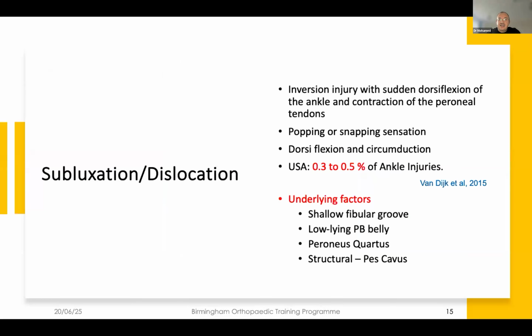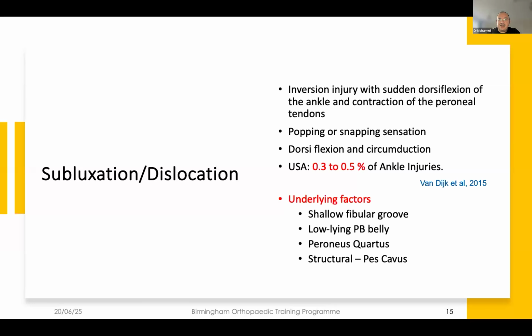Subluxation and dislocation, as we agreed, is either because there is a foot malalignment or there is an ankle instability. So the patient is always exposed to inversion injuries. And if he has an inversion injury with sudden contraction of the peroneal, they end up with subluxation or dislocation. So they either bob or snap out of the retromalleolar groove, especially if the superior peroneal retinaculum has gone. So if you dorsiflex and circumduct, you will see the tendons subluxing or dislocating according to the degree of injury of the superior peroneal retinaculum.